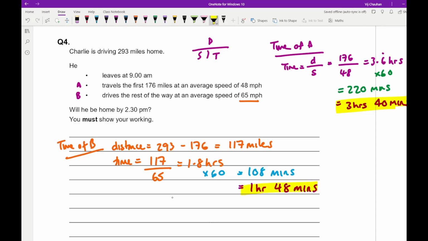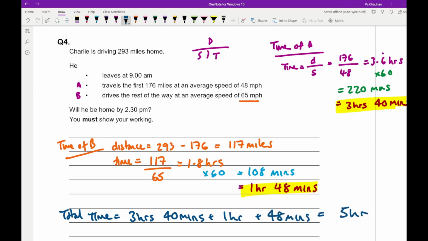Let's just highlight that. So then what we need to do is work out the total time. So the total time is going to be 3 hours 40 minutes plus 1 hour and 48 minutes, which comes up to a grand total of 5 hours and 28 minutes.